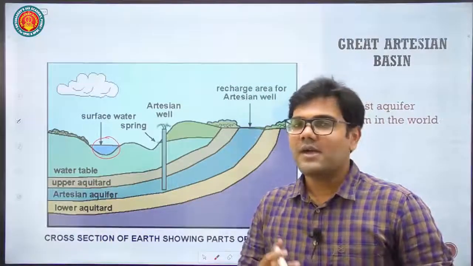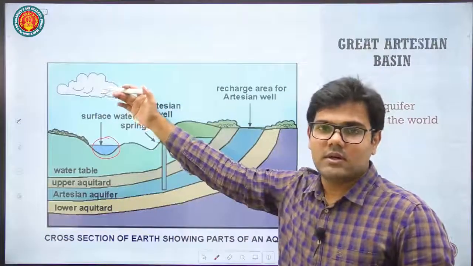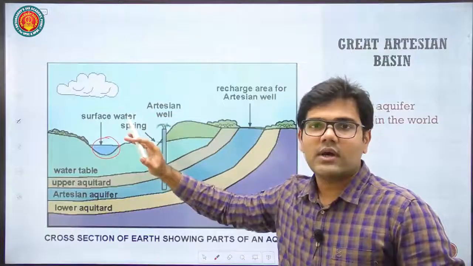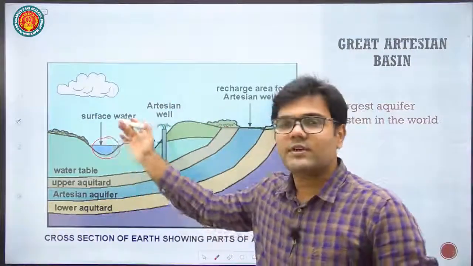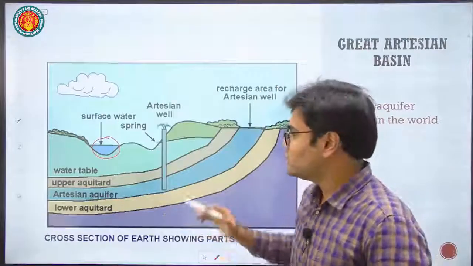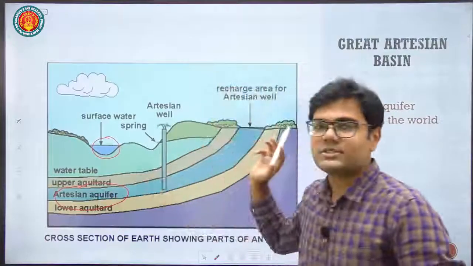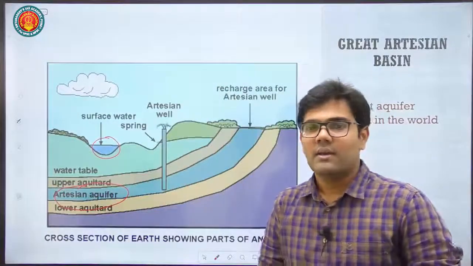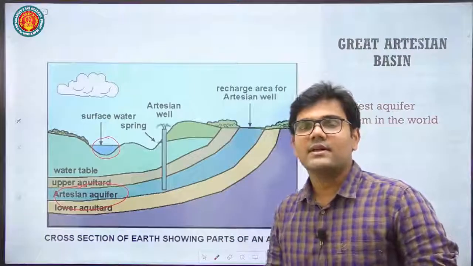But you will be astonished to know that in the world, apart from the ocean water and apart from the Antarctica, the frozen water, the largest amount of fresh water is present in the groundwater. So this is an Artesian aquifer, and in Australia we have the Great Artesian Basin. That is the largest aquifer in the world.